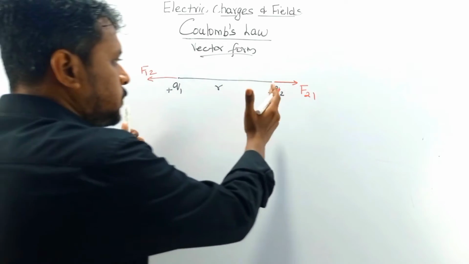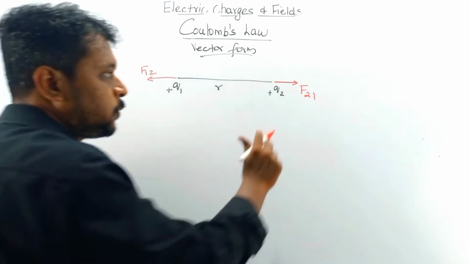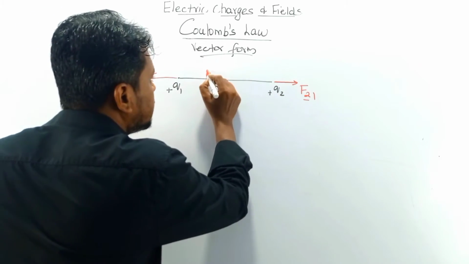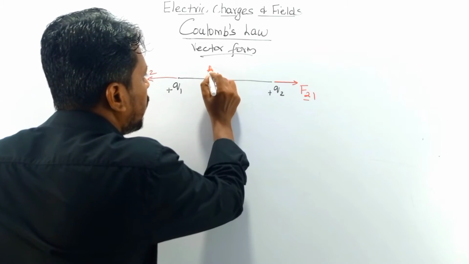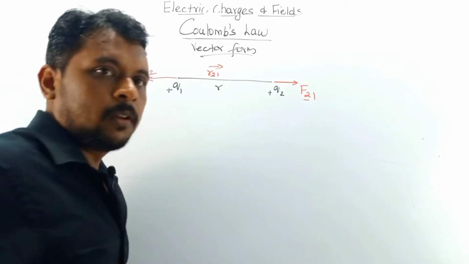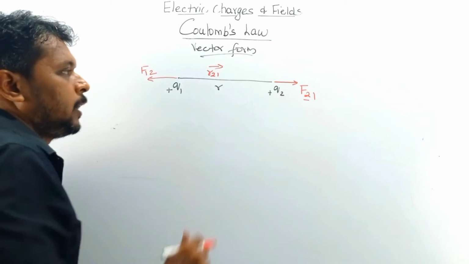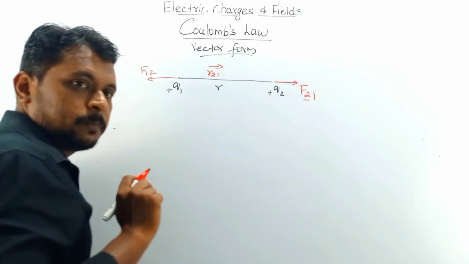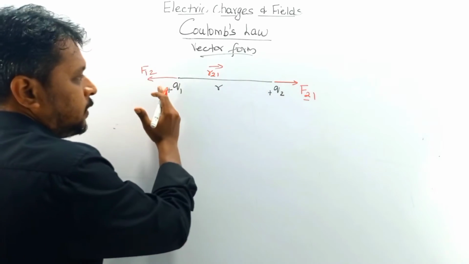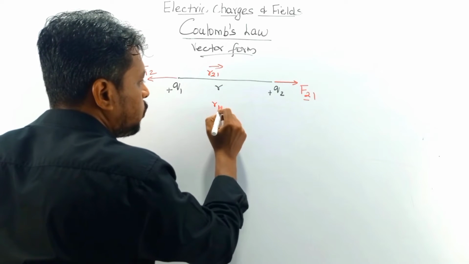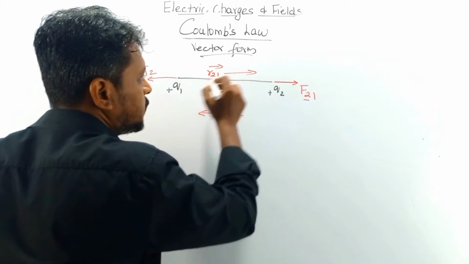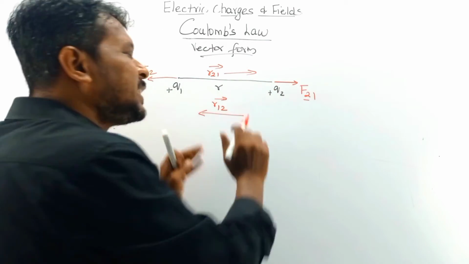Now the distance of separation. With respect to, first let us take this case F21. The distance of separation in vector form is given by the R21 vector. This represents the distance in vector form with respect to the F21 force. With respect to the F12 force, because F12 is from 2 to 1, this is the representation, the R12 vector. This is the direction. Here we have represented the distance in vector form.